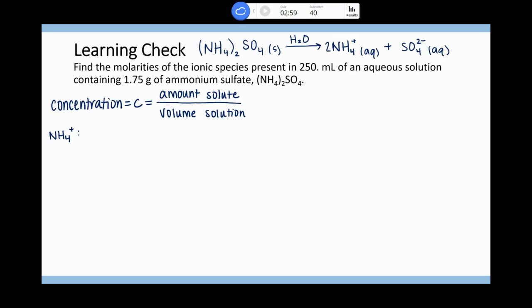we're finding molarity, so we're starting with the amount of the solute divided by the volume of the solution. We are provided the amount of ammonium sulfate, and we'll end up converting that to moles of ammonium. And then we're provided 250 milliliters, and we'll convert that to liters. So starting with amount of solute, 1.75 grams of the full compound, divided by volume, 250 milliliters.